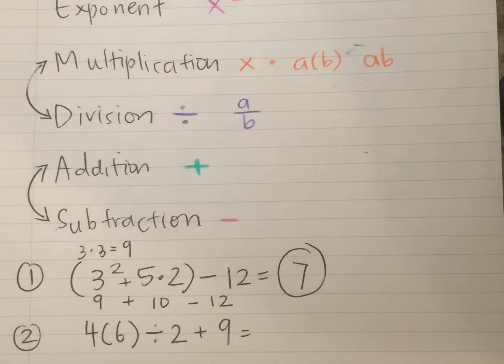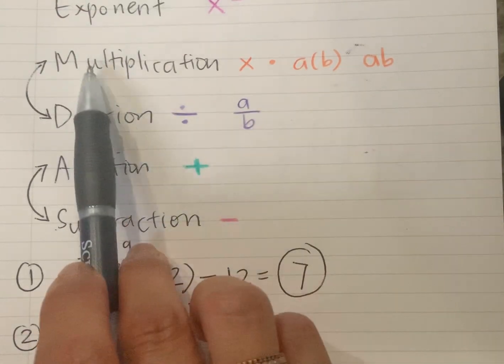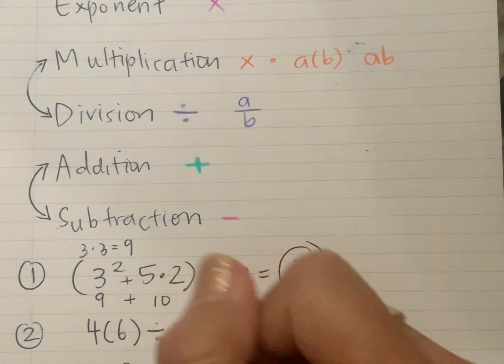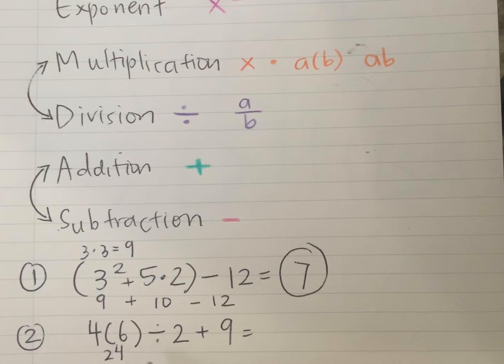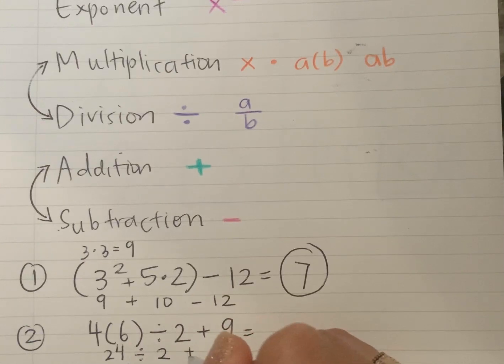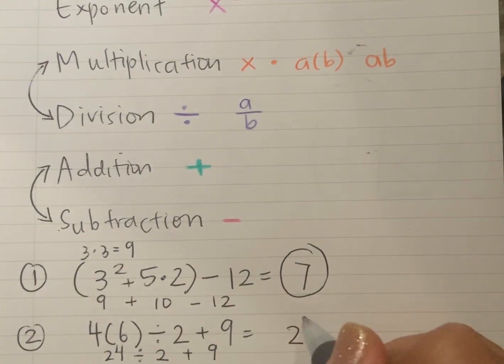All right, I don't know who that was, but here we go. We see 4 parentheses 6, and so notice 4 parentheses 6 is just another way to say 4 times 6. So 4 parentheses 6, 4 times 6 is going to be 24. And then I'm just going to rewrite the equation. Divided by 2 plus 9. We're going to do these in this order of operations from here on out. 24 divided by 2 is 12, plus 9 is 21.